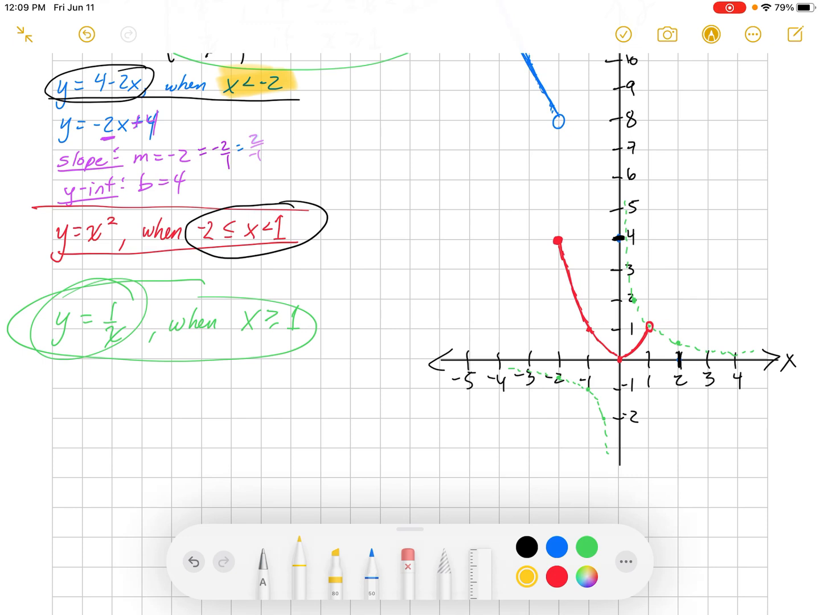Now the question is, where do we keep this green reciprocal function? Well, when x is greater than or equal to 1. So where's 1 on the x? It's right there. So we're going to go up and find our graph. So we're going to keep this to the right. That means we're going to get rid of all the green markings to the left of 1. So let's get rid of all this here. Let's get rid of all these markings here.